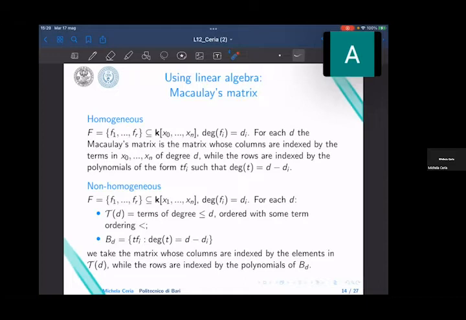And you can extend the same thing also to the non-homogeneous case. Well, the difference is that you have to take terms of degree smaller than or equal to d, ordered with respect to some term ordering, and then the entries are again the coefficients.